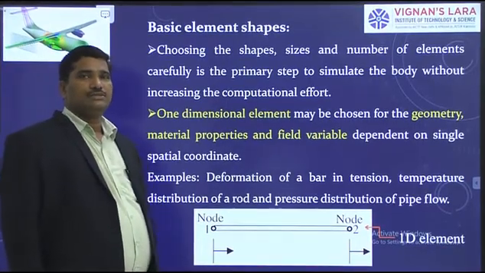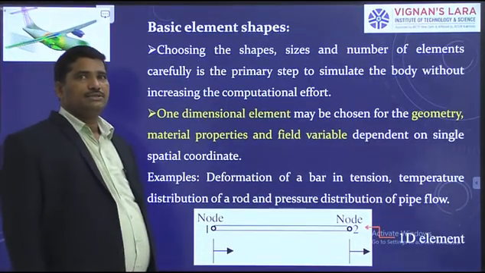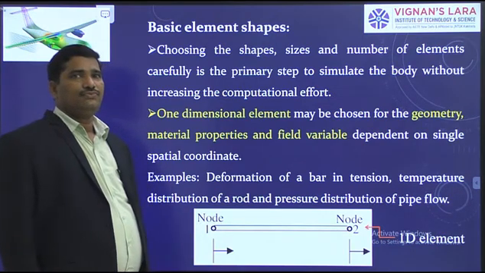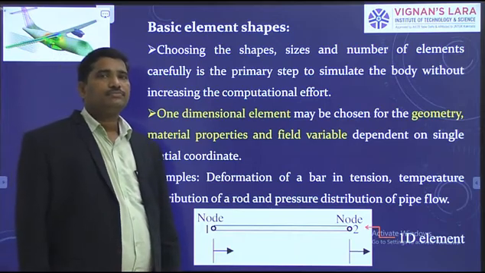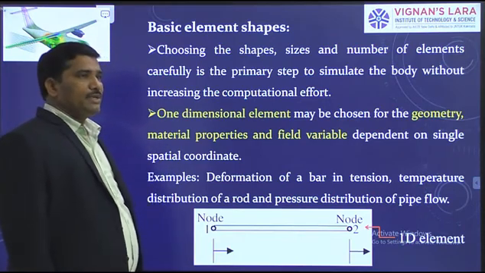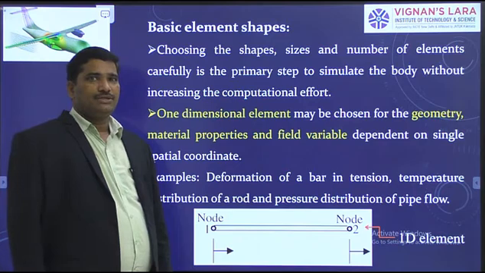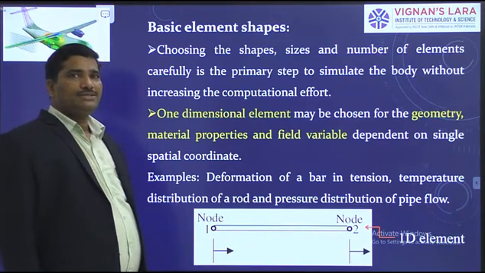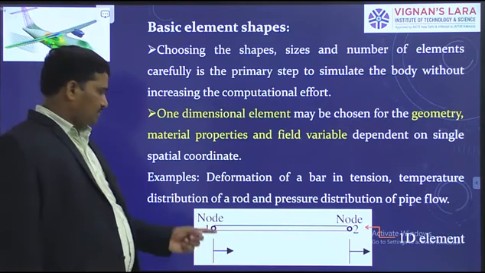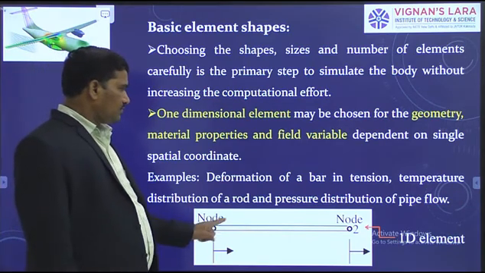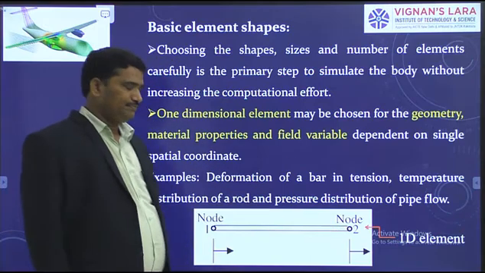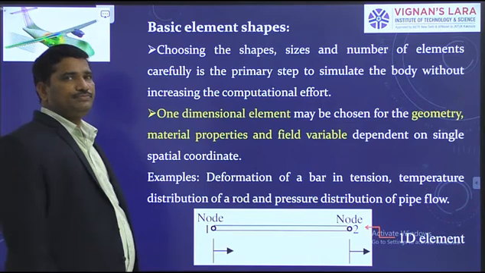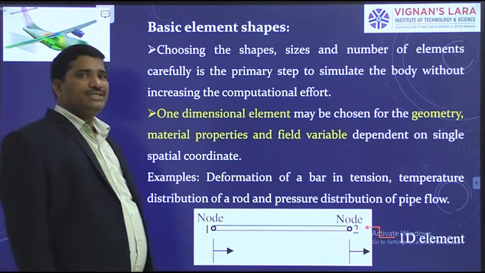Good morning, dear students. In the last class, we began discussing the basic shapes of finite elements. In the previous class, we had discussed the one-dimensional line element. A one-dimensional line element contains two nodes. This is node 1, this is node 2. Each node has 1 degree of freedom, which is translation.